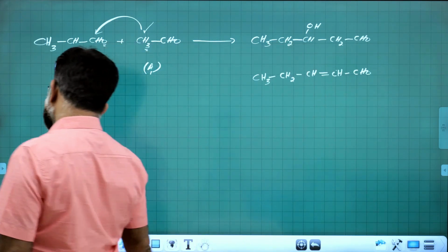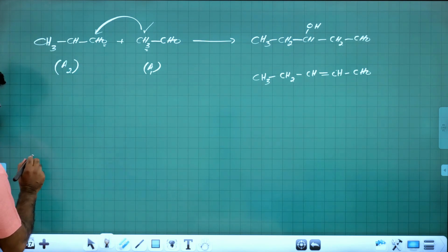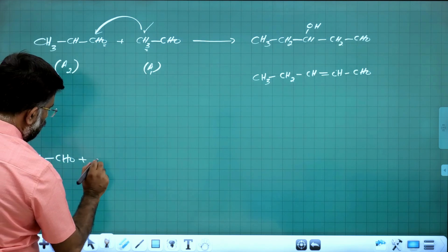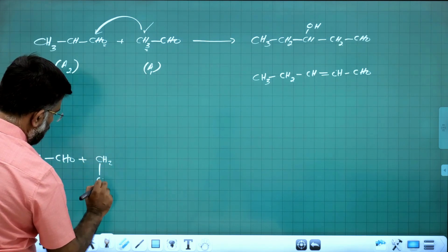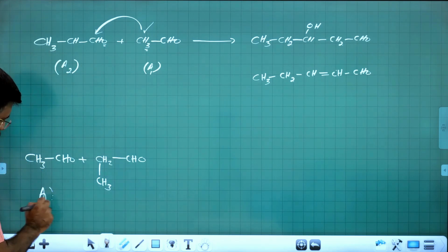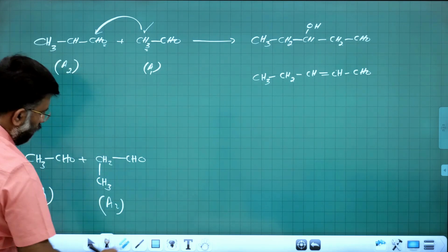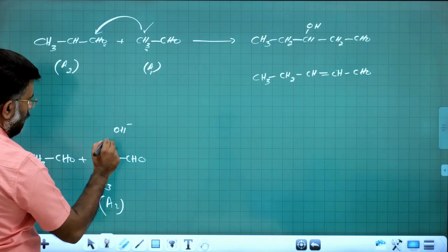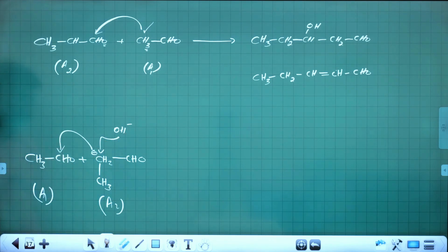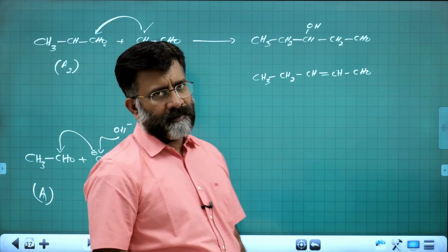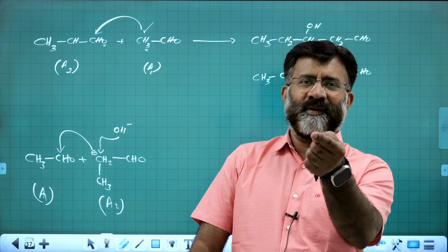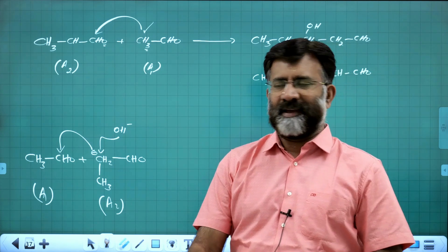Now let us think about the reverse. You have A1 attacked by A2. This is A1 and this is A2. The alkali attacks this carbon, and you get a carbanion here that attacks this side. The other way: the carbanion is formed on the alpha carbon of A2 and that attacks the carbonyl center of the first one. And what is the result?